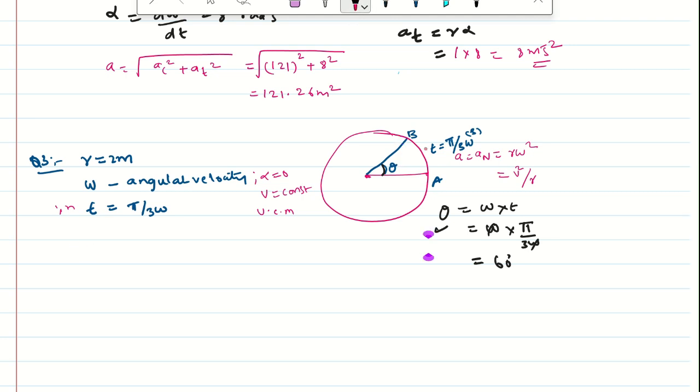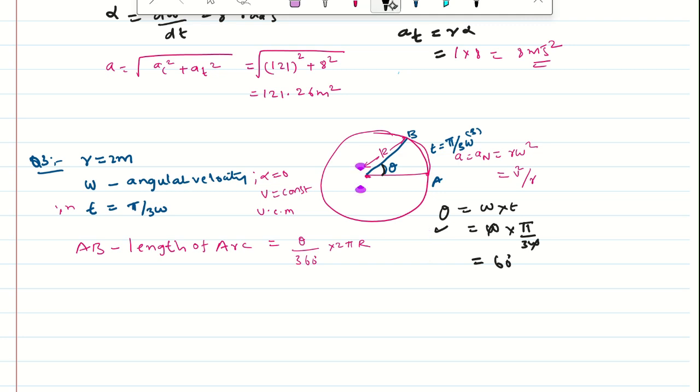One is, if you see AB, the length of the arc. AB represents the length covered by the particle moving in a circular track or circular path. AB is an arc, now length of arc is equal to theta by 360 into 2 pi r, where r is the radius.